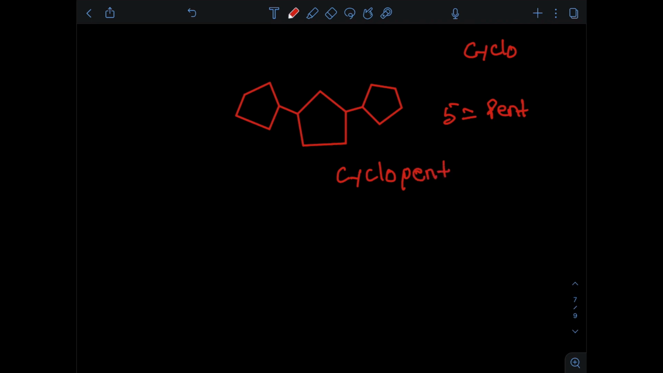Okay. And I see no double bonds or triple bonds, all single bonds. So we have the ANE ending, meaning the alkane, right? It's not an alkene or alkyne, it's an alkane with this ending. So ANE means that it's single bonds.